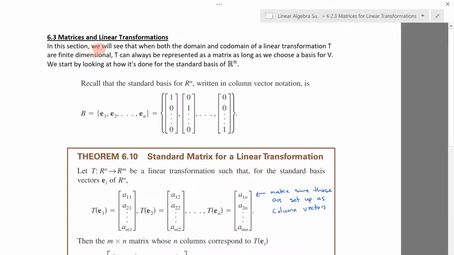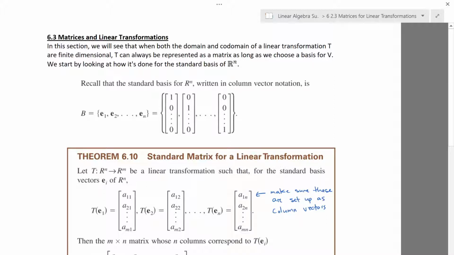In this video, we'll see that when both the domain and codomain of a linear transformation are finite dimensional, then the linear transformation can always be represented as a matrix. However, the matrix representation depends on a choice of basis, and so if you change the basis, then the matrix representation will also change for the same linear transformation.